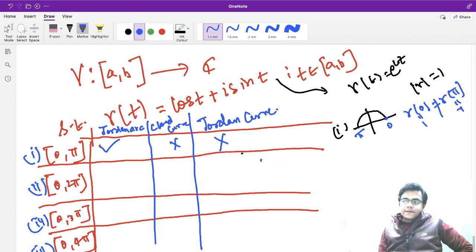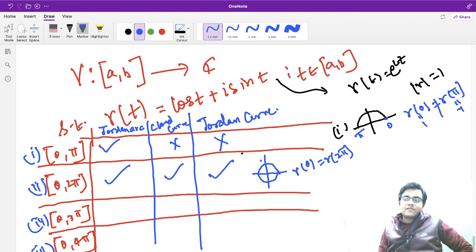Now if you take 0 to 2 pi, how will the picture look? The picture will look like this. Is it a Jordan arc? The answer is yes. Why? Because between 0 to 2 pi, it is not going to intersect itself anywhere. Is it a closed curve? The answer is yes. Why? Because gamma of 0 is equal to gamma of 2 pi, because e to the power 2 pi iota and e to the power 0 are the same. So it's a closed curve, and being a Jordan arc and closed curve, you shall say it's a Jordan curve.